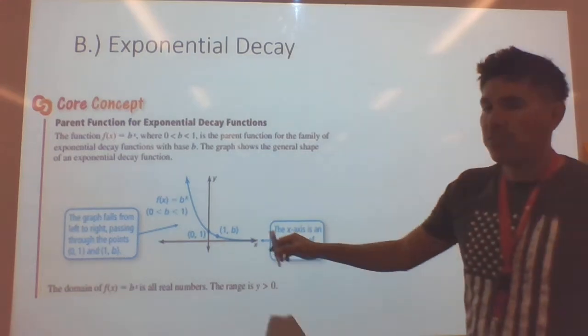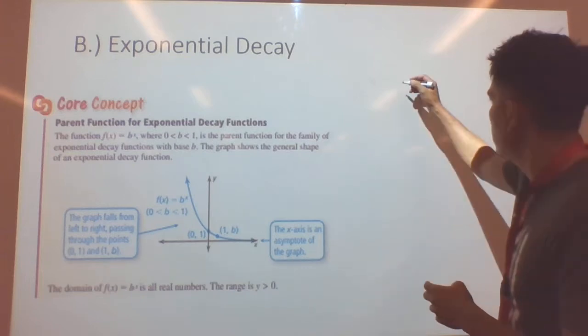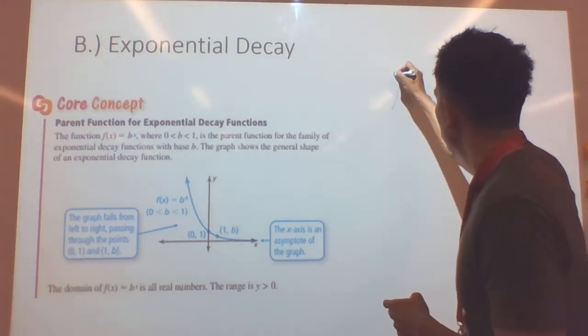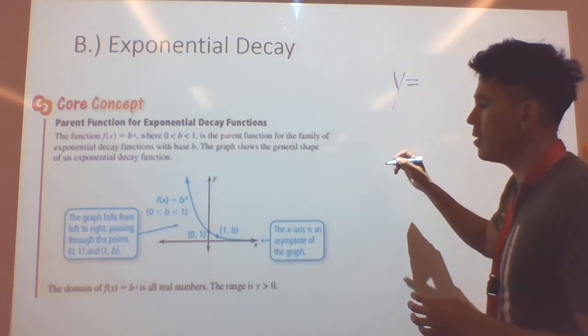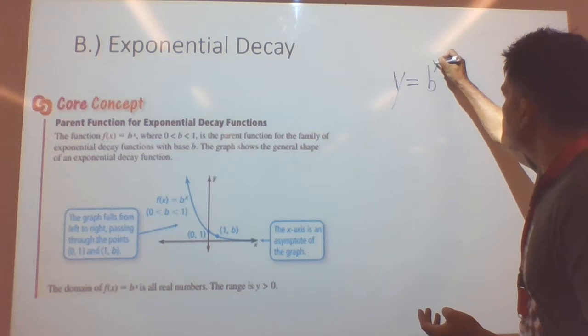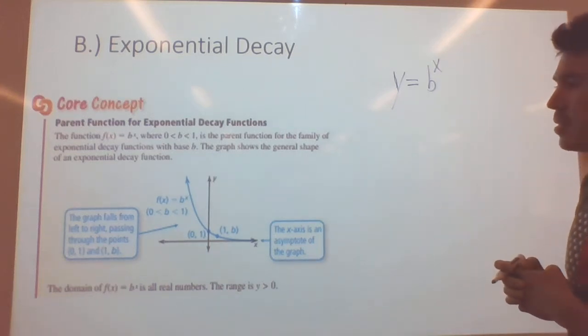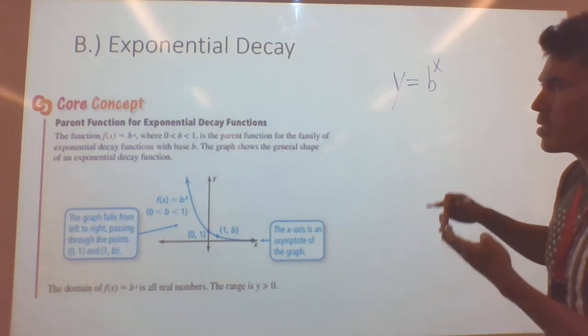So notice decay from left to right, we're going down. Similar characteristics, kind of just the opposite because we're going down. So in this case, we have the same appearance, y equals b to the x. This time it tells us that it's going to be decay.